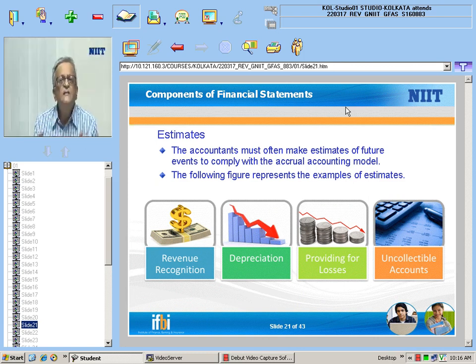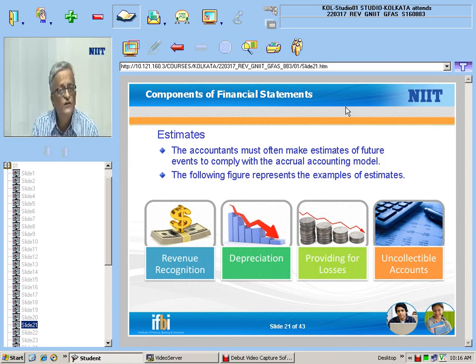Estimate means it is a matter of judgment. I don't know the exact amount, but a rough amount I am accounting for. I don't know whether my loss is going to be 9,000 or 10,000 or 12,000, but I am taking an estimate. Maybe my loss will be 10,000, so I will provide for 10,000. Maybe ultimately my loss will be 13,000. We don't know. But an approximate amount, that is what we call an estimate. So an estimate is made on judgment. It's a very subjective matter.